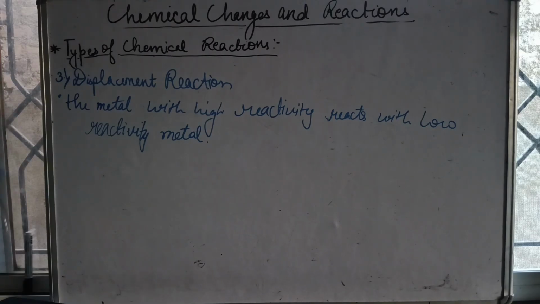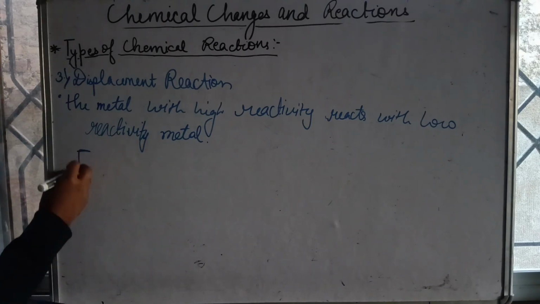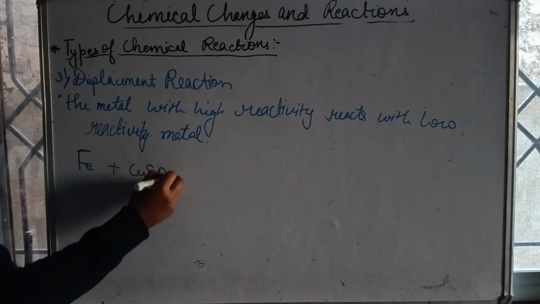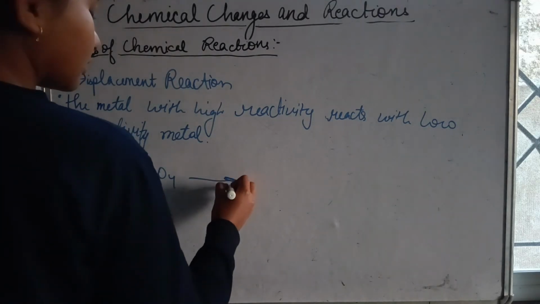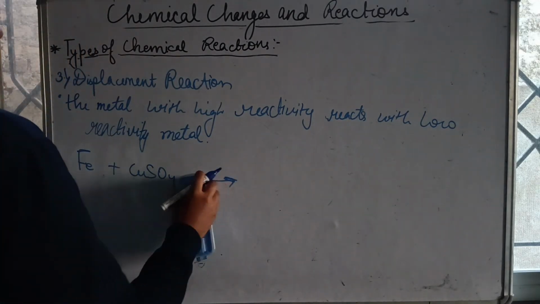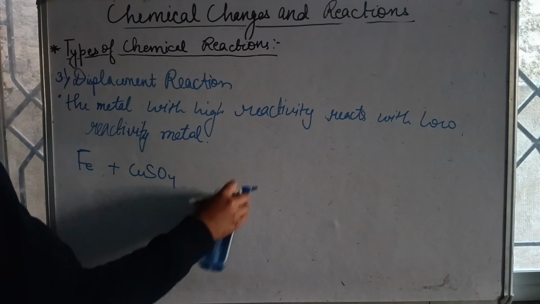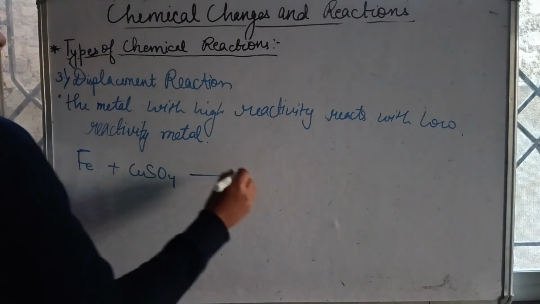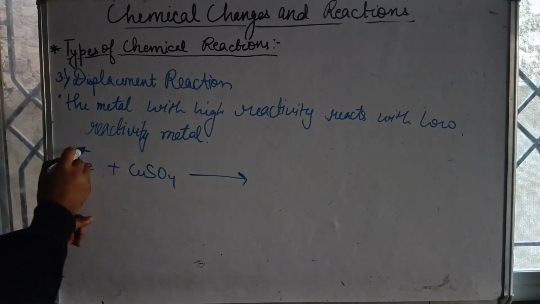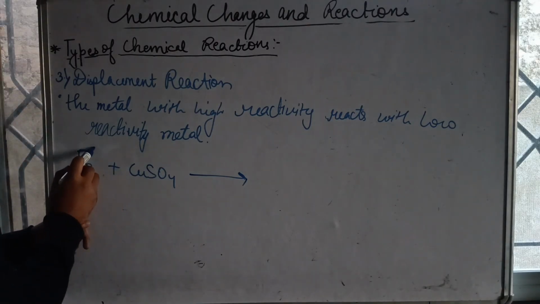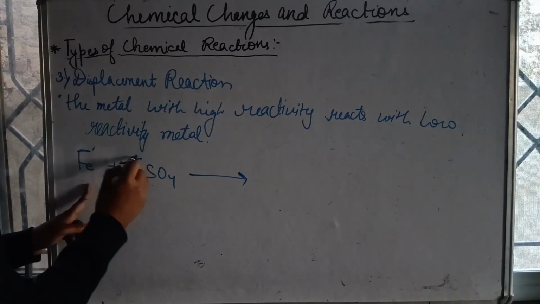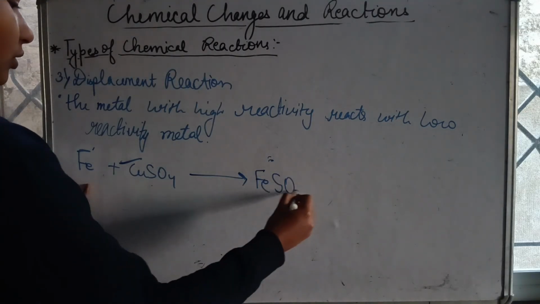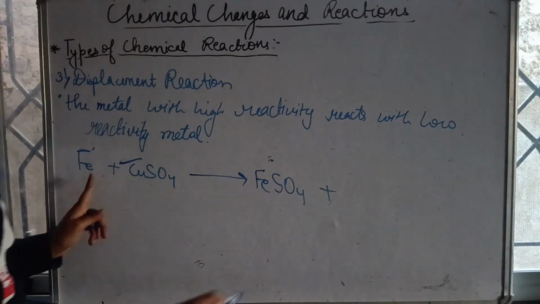For example, iron plus CuSO4 gives. In this case, which metal is of higher reactivity? Yes, iron. So this iron will react with this and give FeSO4 plus Cu.